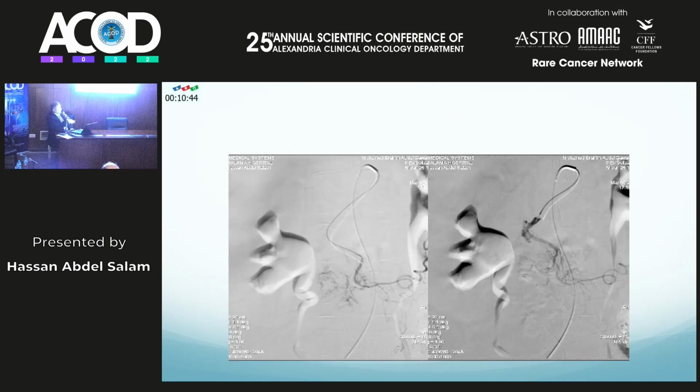And of course, you can see there is hydronephrosis on the right side because the tumor is compressing the ureters. So this is hydronephrosis within the right kidney.